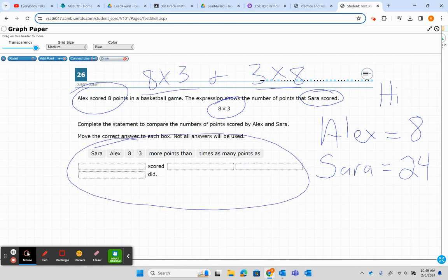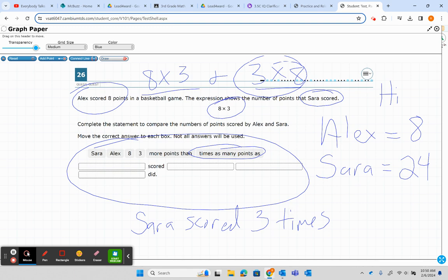The sentence reads: blank scored blank, blank, blank. So let's see here. Sarah scored 8 times as many points as Alex did. You can say that. So let's start putting these things together. It almost becomes an English class. How many times as many? Is it 8 times as many or 3 times as many? I'm going to say 3 times. See, that's what I'm talking about. This becomes an issue.